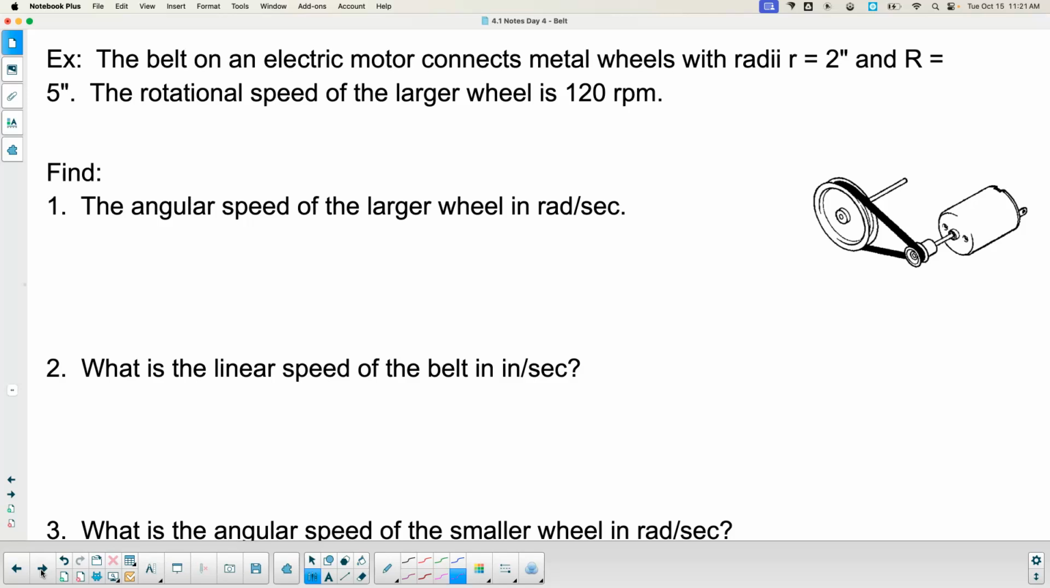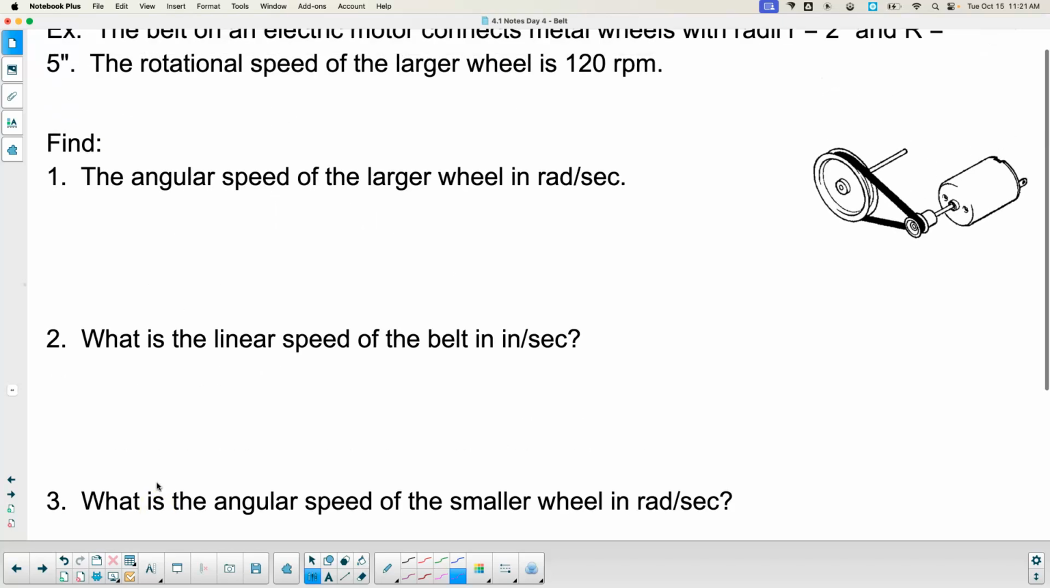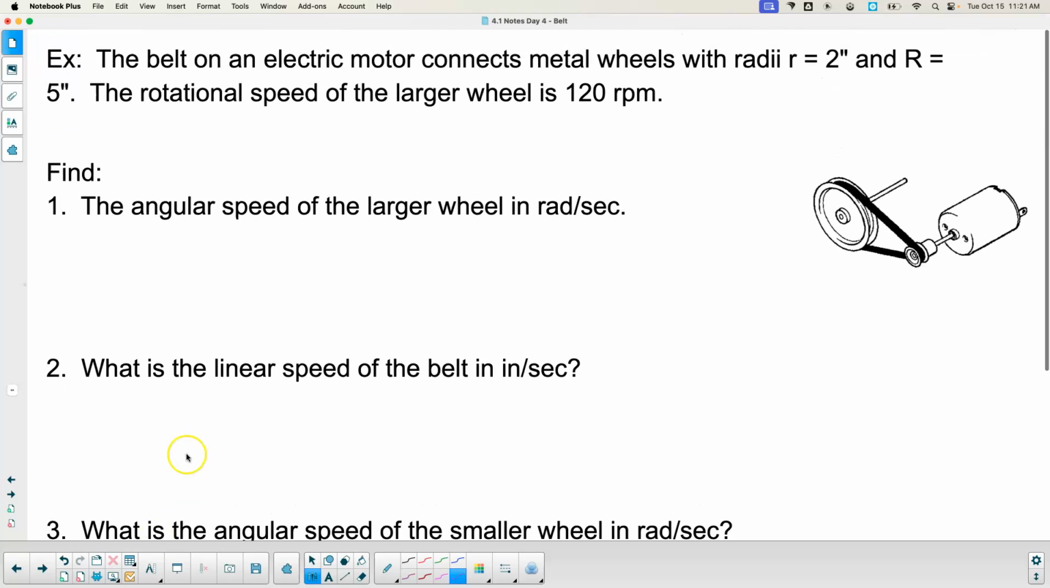So the belt on an electric motor connects metal wheels with radii of 2 inches and 5 inches. The rotational speed of the larger wheel is 120 revolutions per minute. Okay? So we have 3 questions for this one. First question is the angular speed of the larger wheel.